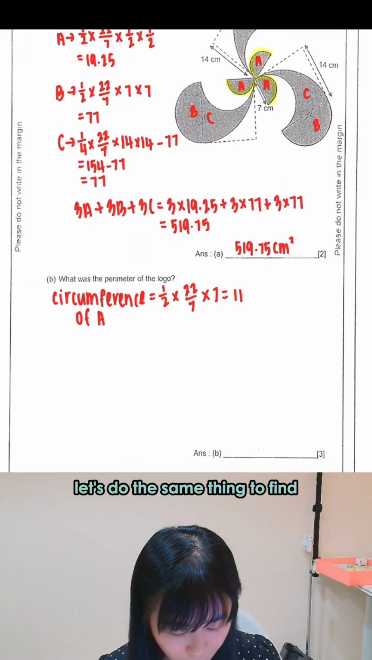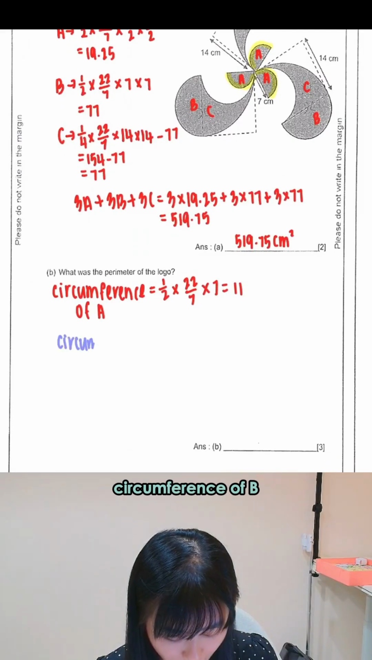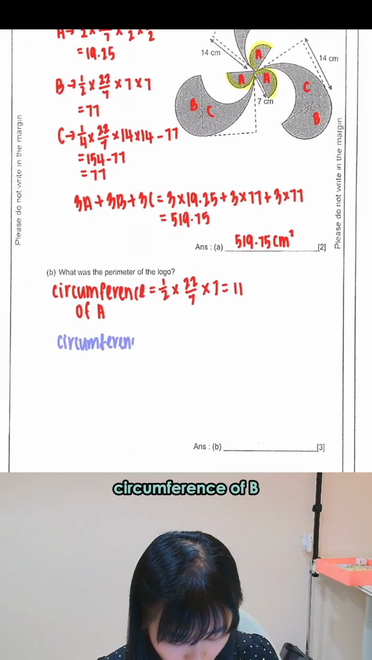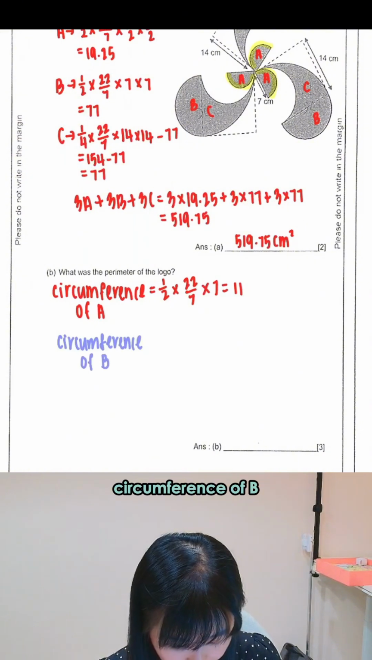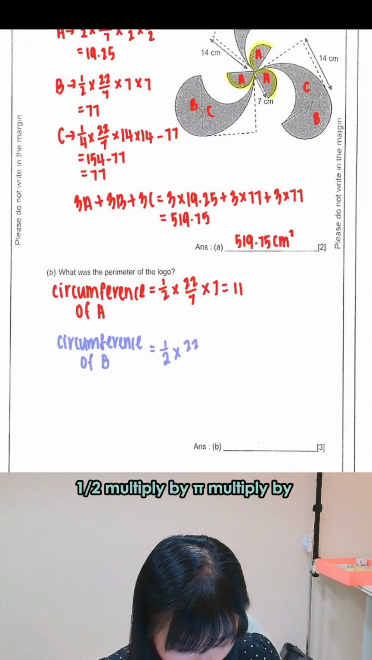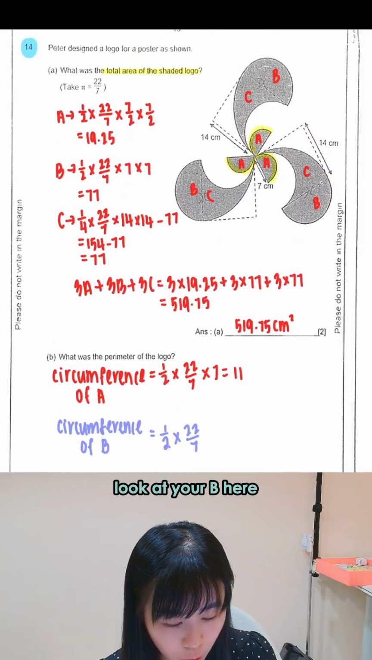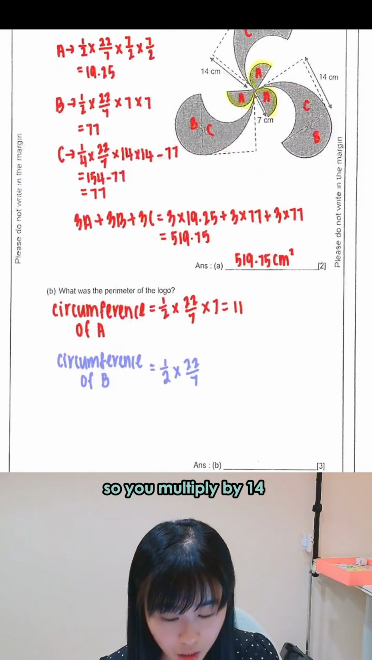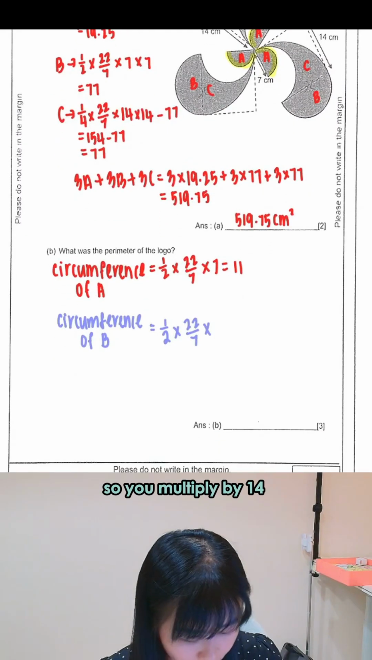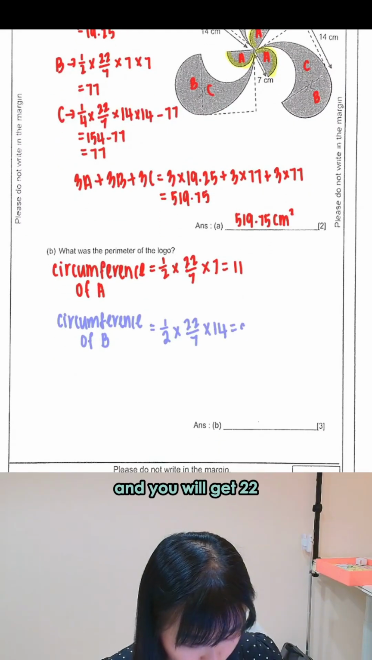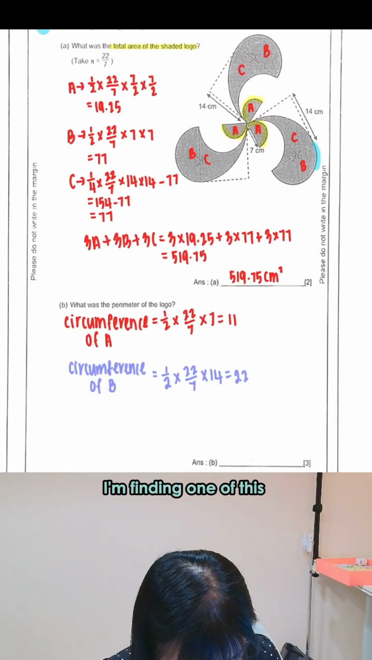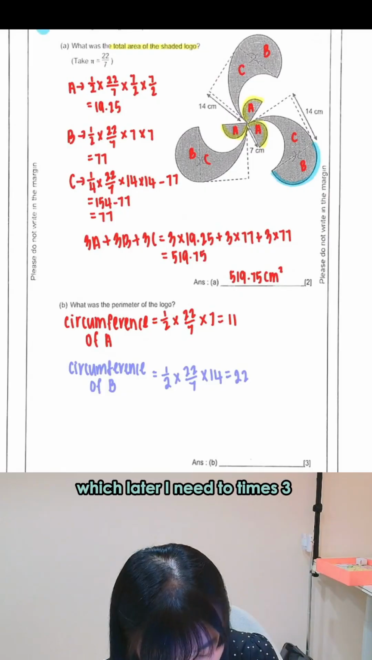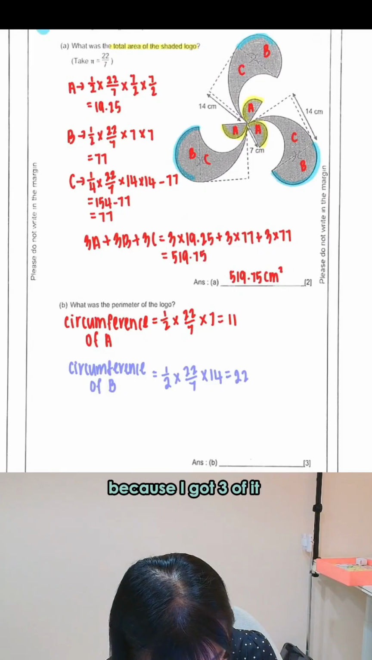Let's do the same thing to find the circumference of B. Half multiplied by pi multiplied by, look at your B here, your diameter is 14. So you multiply by 14 and you will get 22. I'm finding one of these, which later I need to times 3, because I have 3 of them later on.